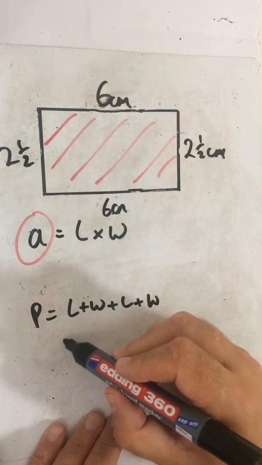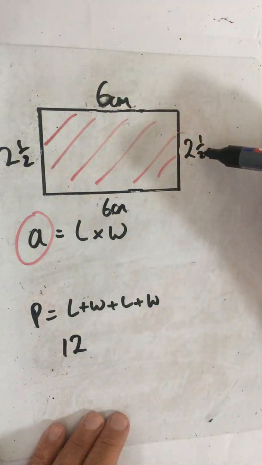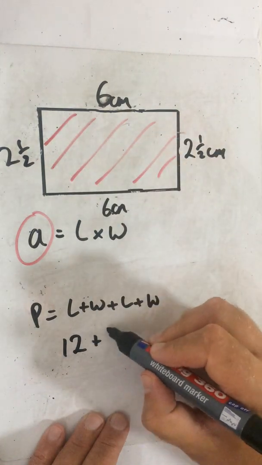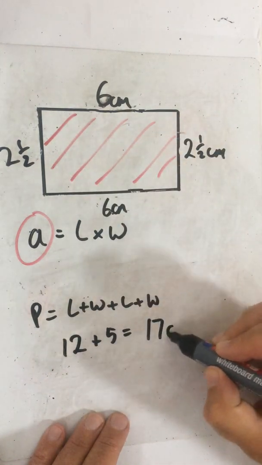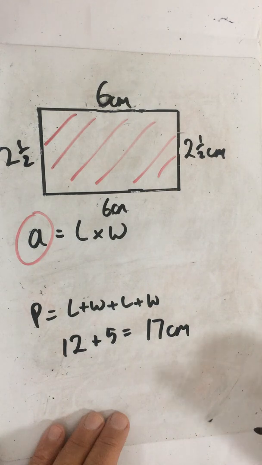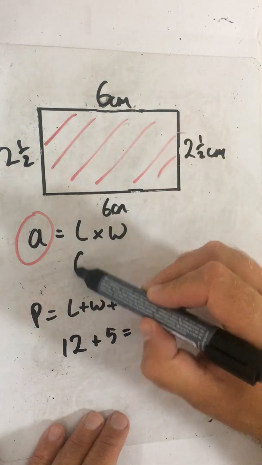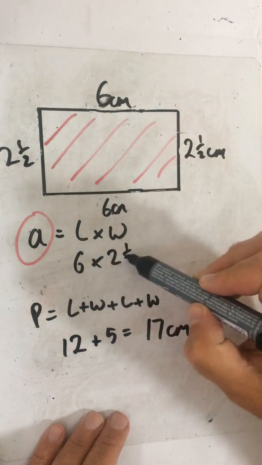So let's add them up. 6 and 6 is 12. We'll add up the lengths, 12. 2.5 and 2.5 is 5. So that'll be 17 centimeters. When it comes to the area, length is 6 times 2.5.